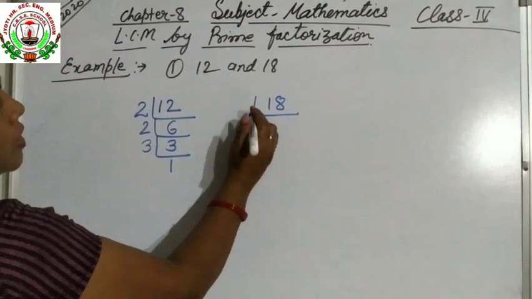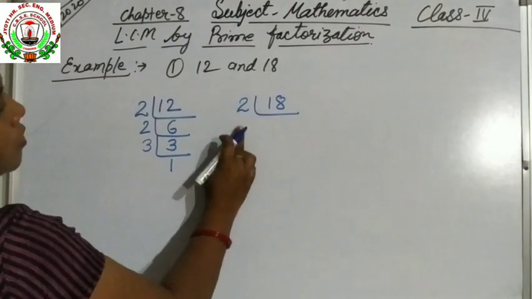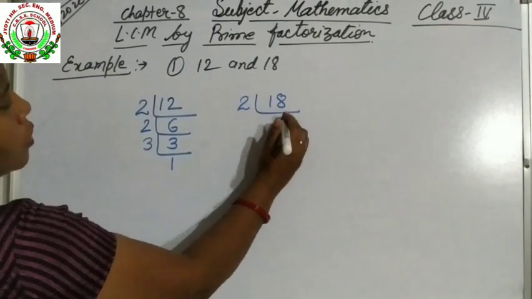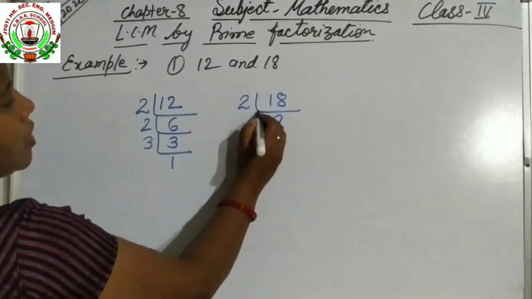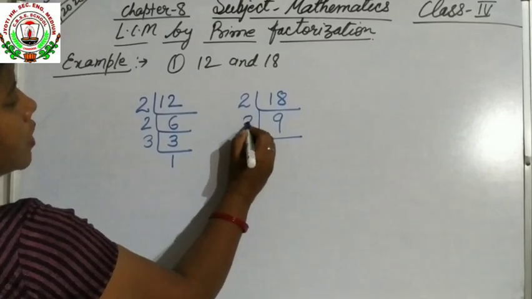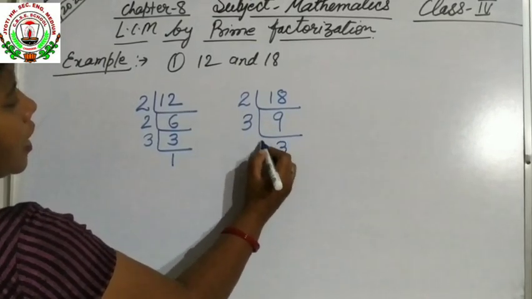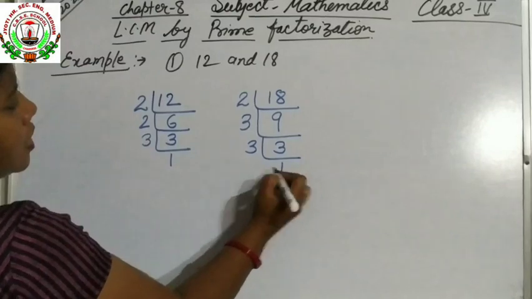Next, 18 is here. 18 is also an even number. It is divisible by 2. So we will take the smallest prime number, that is 2. 2 nines are 18. Now 9 is not divisible by 2. So we will take 3. 3 threes are 9. Then 3 ones are 3.